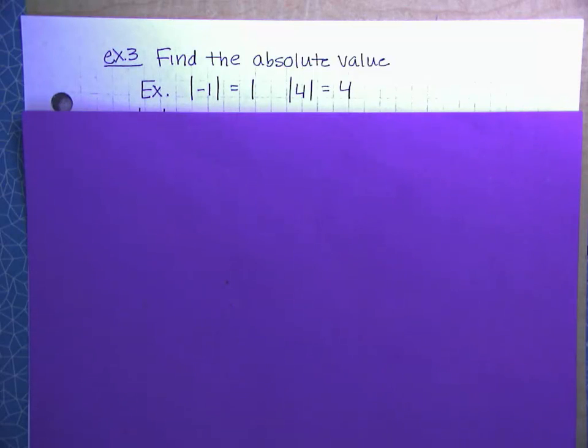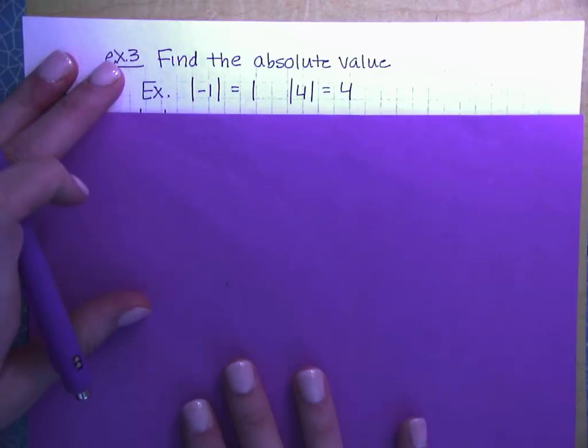Then we've got the absolute value of 4. How far away is 4 from 0? 4. Just 4, right? Because we can count, or we could do jumps on the number line. We would go 4 times to get to 4. So the absolute value of 4 is going to be 4. Okay? So let's look at a few examples.